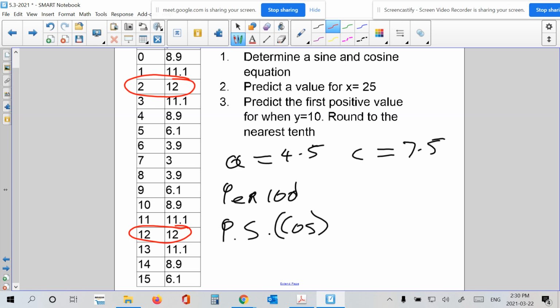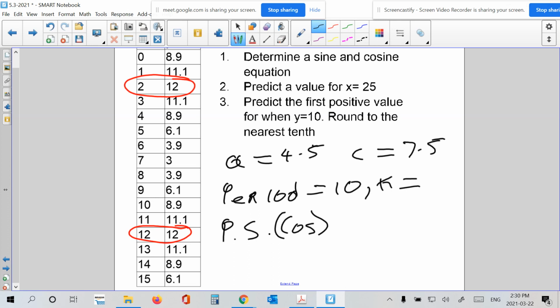Now, let's say your data didn't have the two highs. Let's say your data had a high and a low. If that's what you have, then what you could do is take the high and the low, figure out how far apart they are, and then double that to get what the period is. But we do have the two highs here, so I'm going to agree with that as being the period of 10, which means that my k is equal to what?